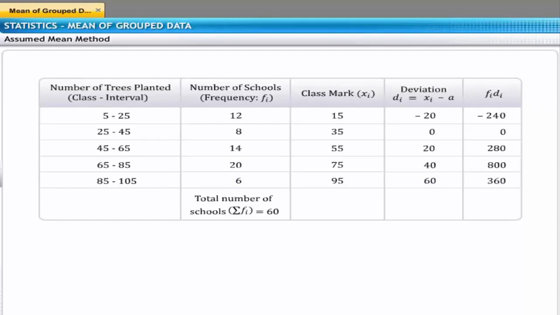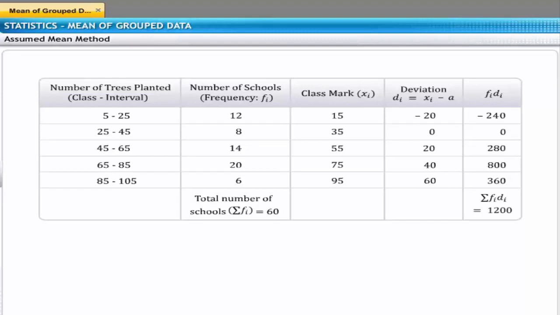Next, we'll find the sum of the products of the frequencies and the deviations from the assumed mean for all the class intervals. This sum is represented by the Greek symbol sigma and read as summation. In this case, this sum, represented by summation fi di, is equal to 1200.